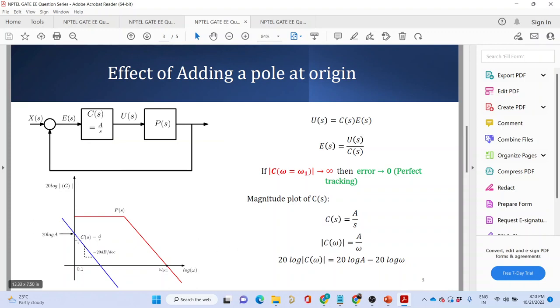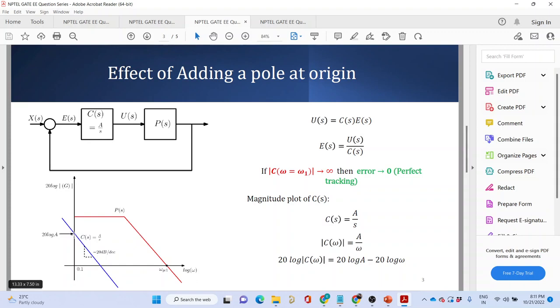So the main function of the integrator is that it makes the DC gain very high. But in order to make the DC gain very high, the price you have to pay is you reduce the bandwidth of the system, thereby making the system sluggish. You make the system slow. And this is the reason why we generally do not go for an integral controller, we go for a PI controller. In a PI controller, you add a 0 over here and you flatten out this curve.